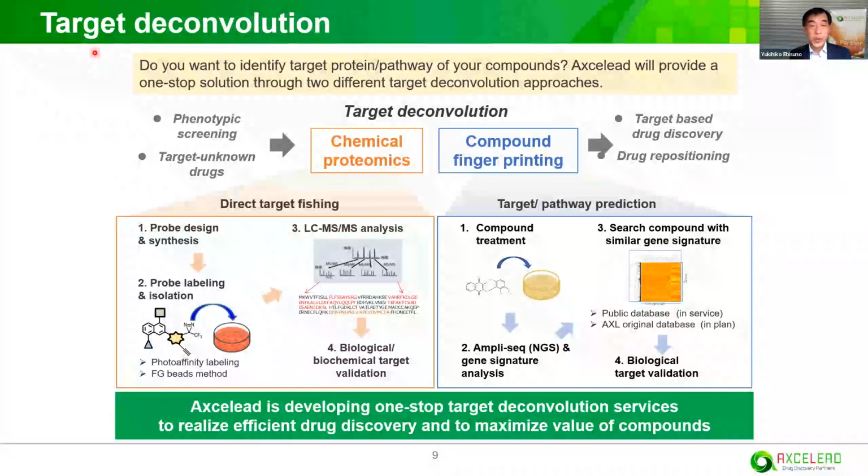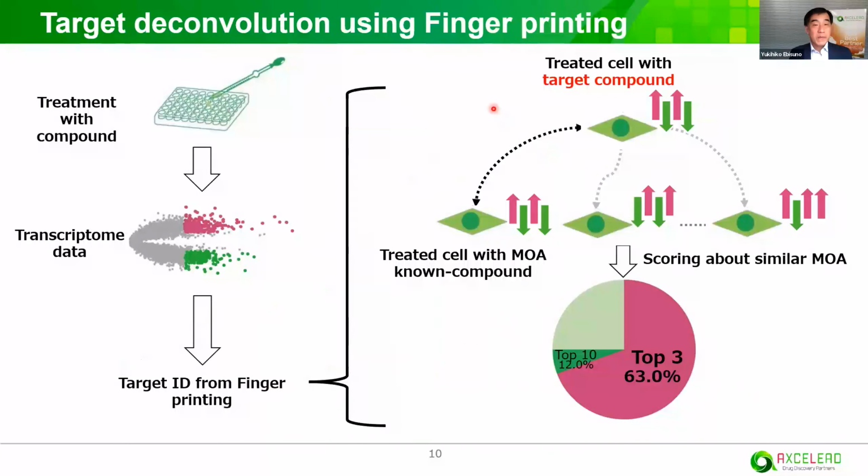So as the solution for this point, we have target deconvolution methods. And actually, we have two. One is the chemical approaches. Another one is the compound fingerprinting approach using transcript analysis. On this slide, I would like to touch a little bit on the fingerprinting approach. That one is based on transcriptome data using RNA sequencing. So we can treat some cells with a compound, and we get the transcript data from the cells.